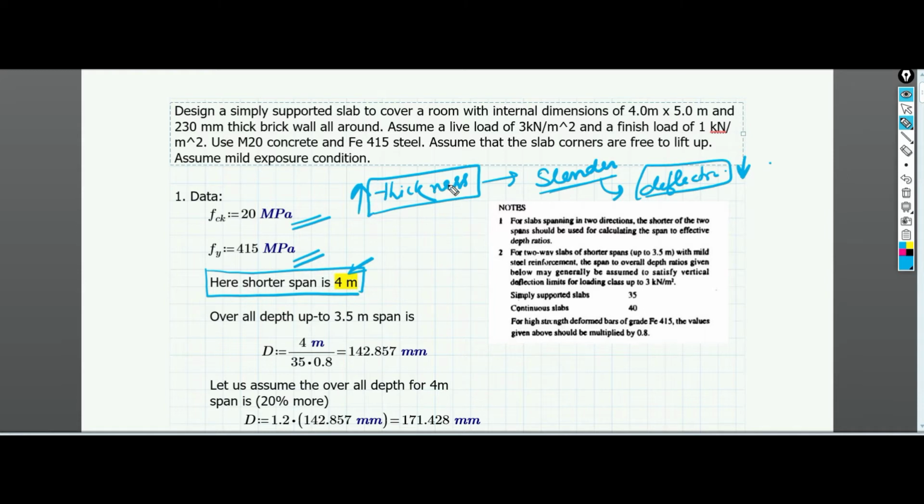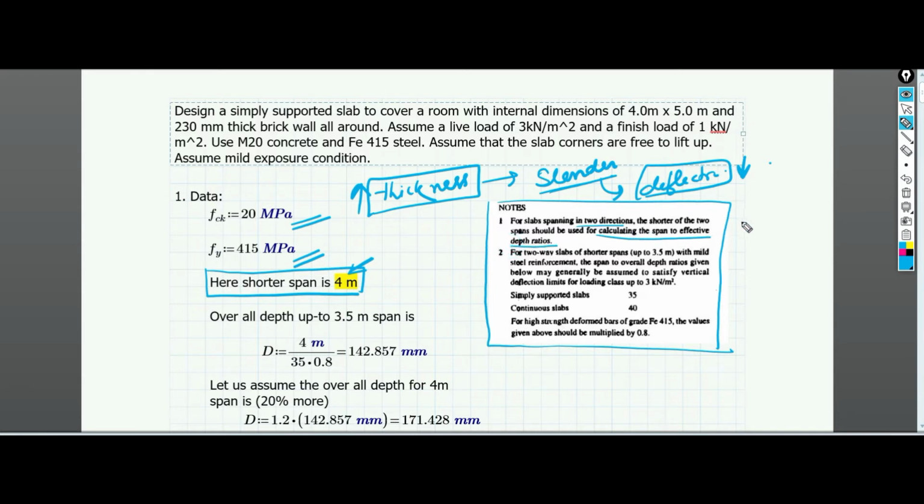So from this criteria, basically we can find out what effective depth we can assume. For that, you can see a note that you can find in the IS code. The note says that for slabs spanning in two directions, the shorter of the two spans should be used for calculating the span to effective depth ratio.